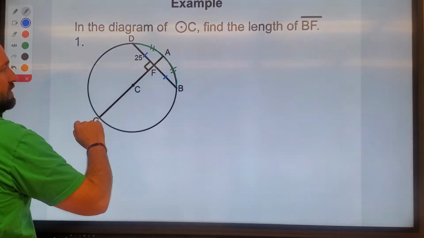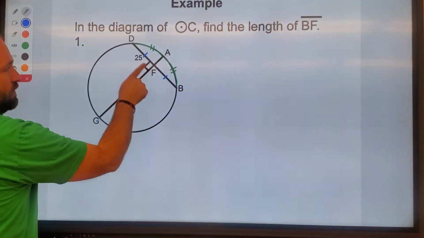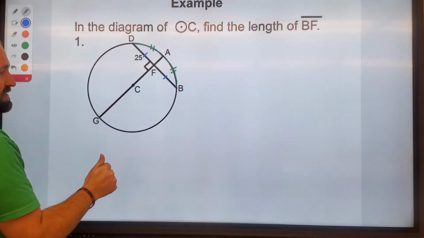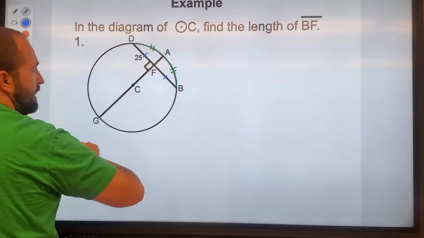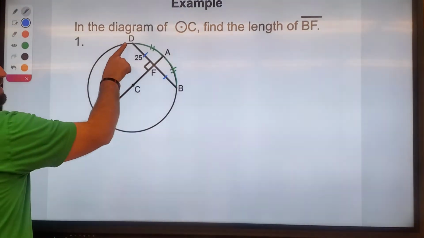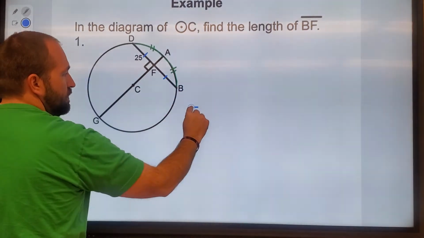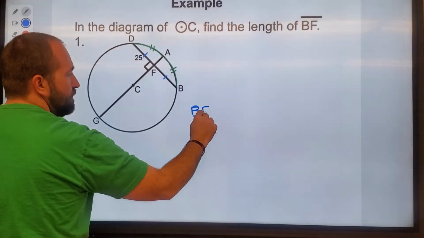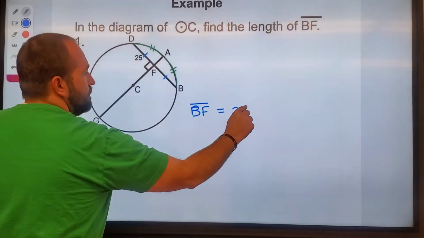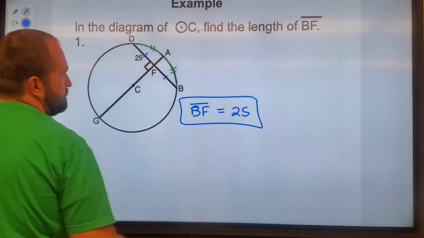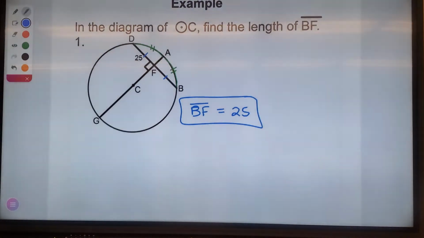But because this fits the second part of that theorem, that this is the diameter and this is perpendicular, then we know that DB is bisected by the diameter AG, which means that if this is 25, then from B to F is also 25. Again, a diameter that is perpendicular to a chord bisects that chord, or splits it in half.